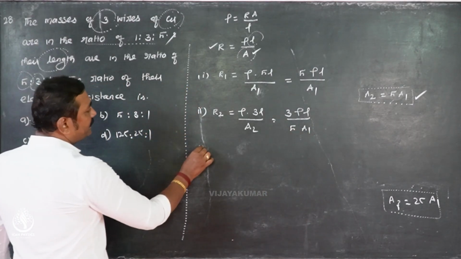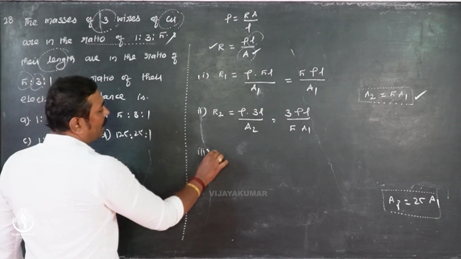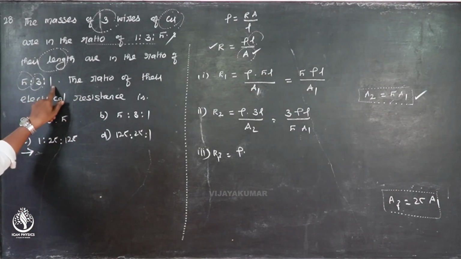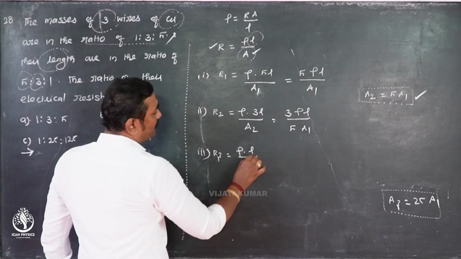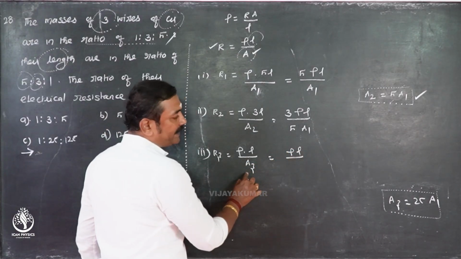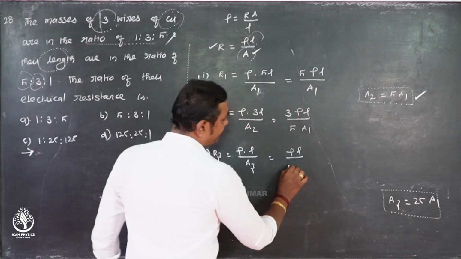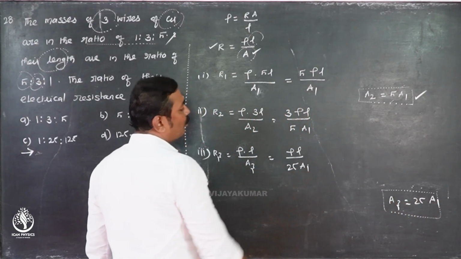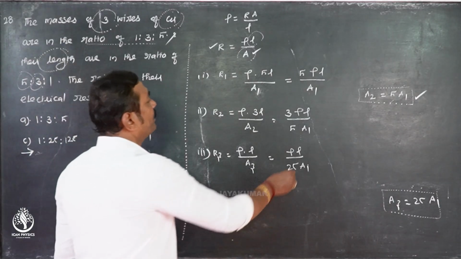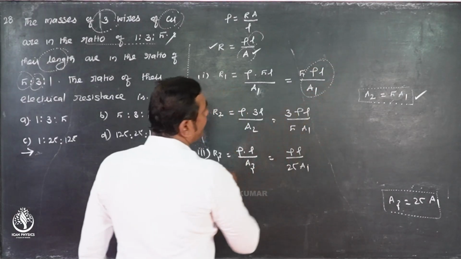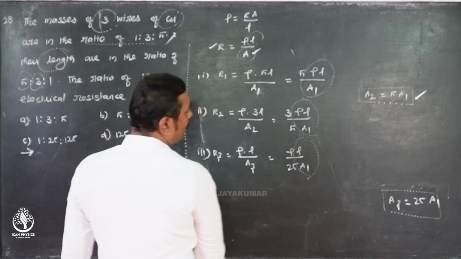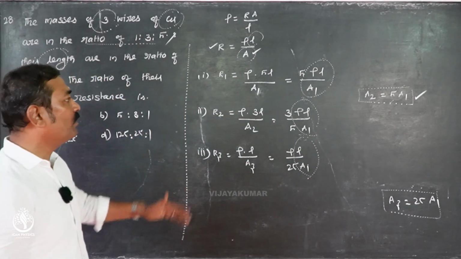And we can go for the third one. R3 equal to rho into L. For the third case, the length is L, divided by A3. So rho L divided by A3. A3 value is 25 times of A1. So to find the ratio, here we can say rho L by A1, here also rho L by A1, here also rho L by A1. So we can remove all those things.